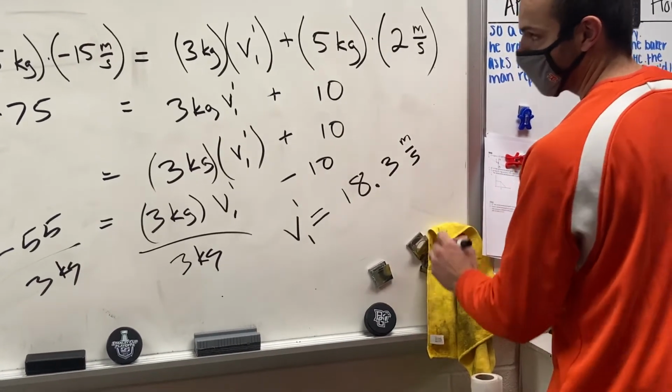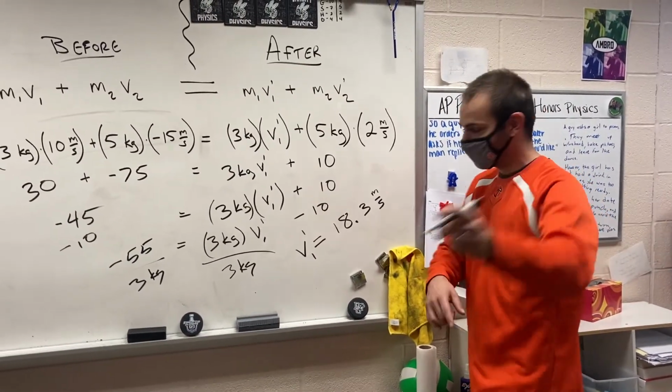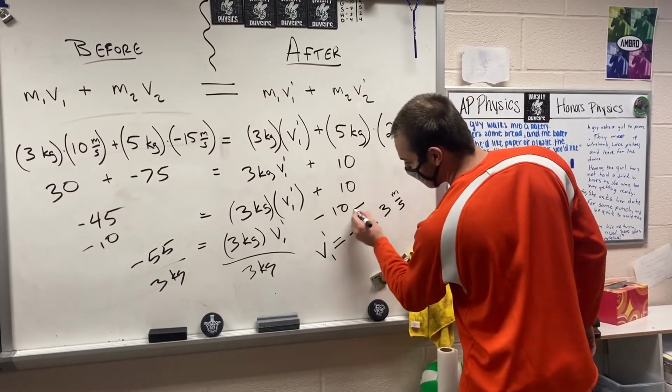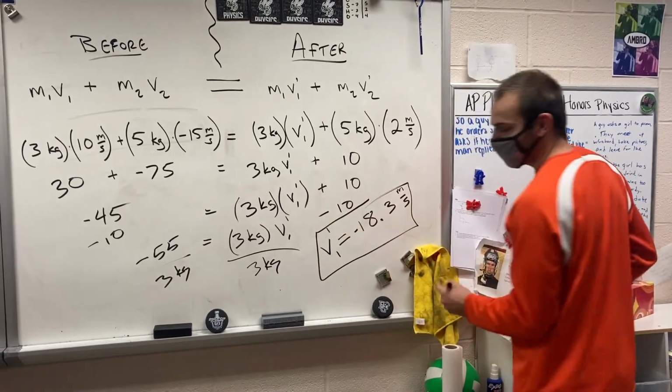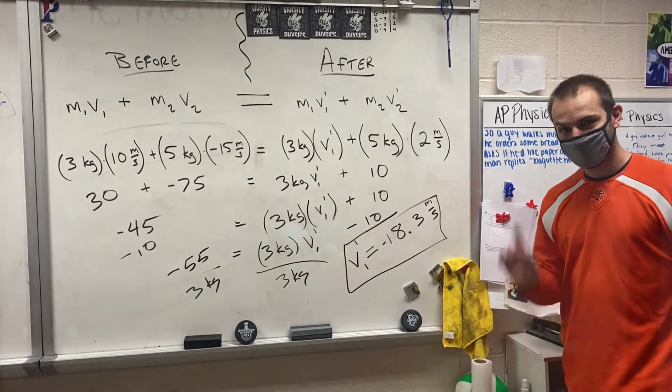18.3 meters per second. Now, which way was it going, Mr. Hosler? To the left, to the left. To the left, indeed. It must be negative, and there you have it. Everything you own in a box to the left.